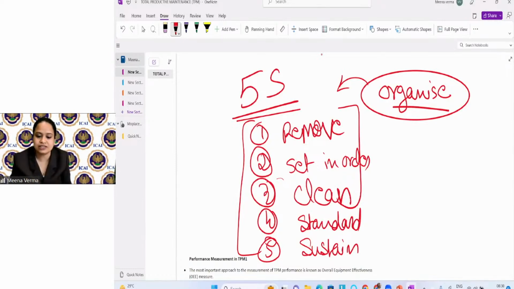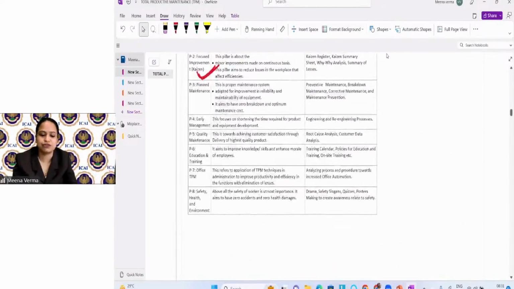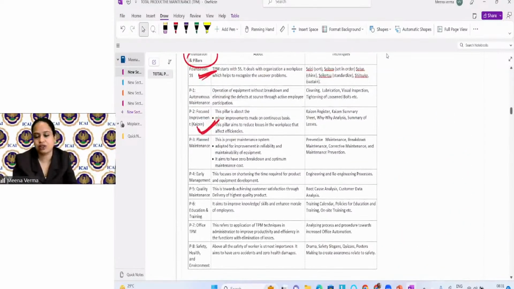So for that reason, they have first considered 5S methodology, the clean environment, organized environment, because in a clean and organized environment, if there is a problem anywhere, you can identify it like this. Okay. So for that reason, for the implementation of total productive maintenance, they are first considering 5S methodology.